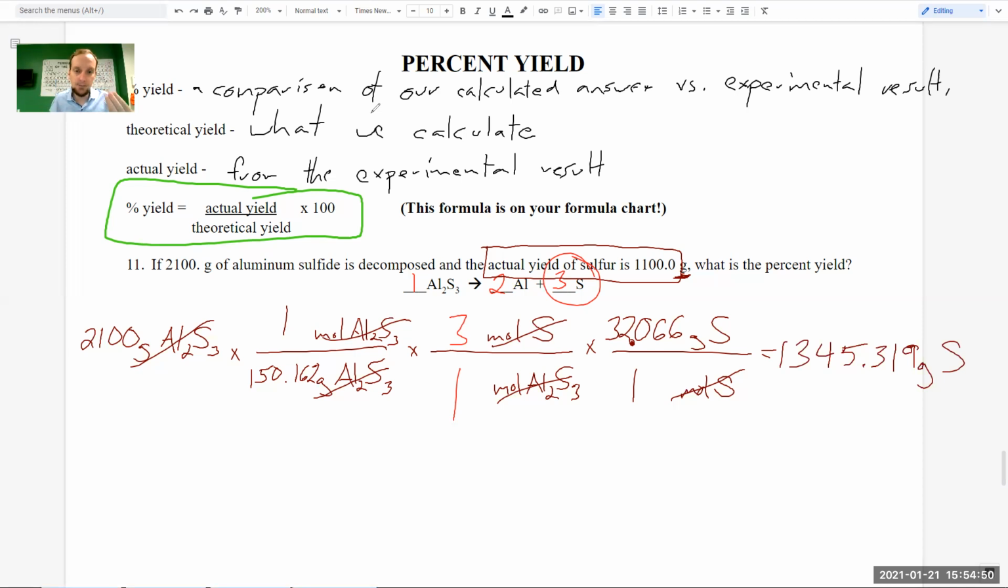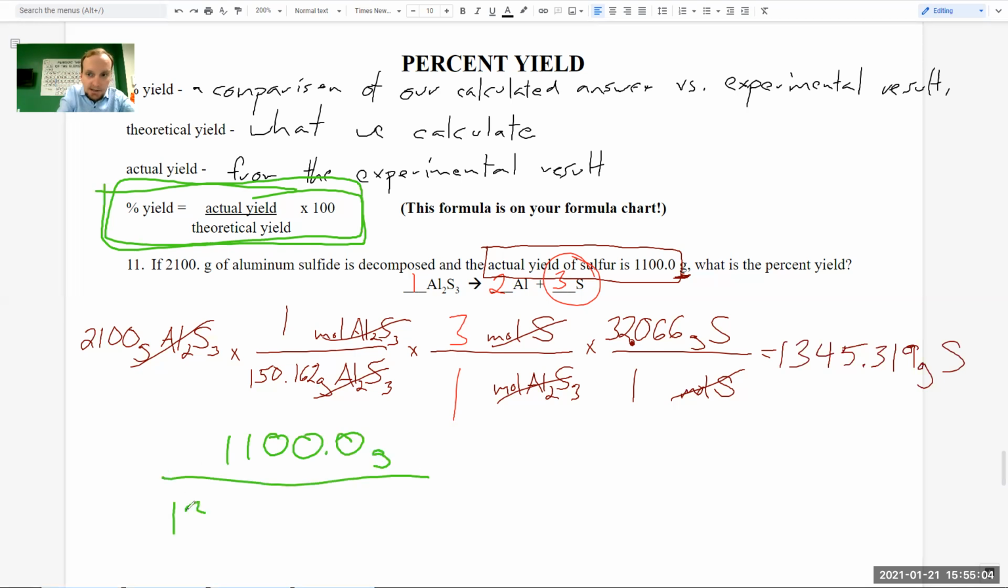Nothing here is new. What we're going to do now is the only new part, which is the actual percent yield formula. So again, notice right here is the equation. So we're going to take our actual yield, which is from the question. We were given 1,100 grams of sulfur was produced experimentally. We theoretically say that we should be able to get 1,345.319 grams of sulfur. I'm going to multiply those by 100 to get it into a percentage.